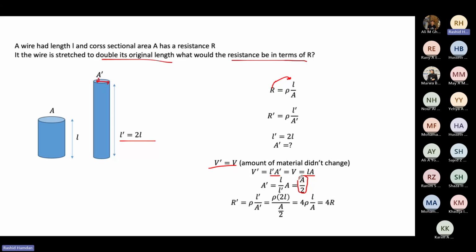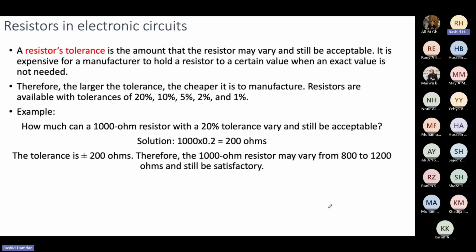So by doing that, I actually changed the resistance by 4 times. Why? Because it became 2L here, and here I have A over 2. It became 4 rho L over A. So the resistance actually is quadrupled. So it's multiplied by 4, not by 2.